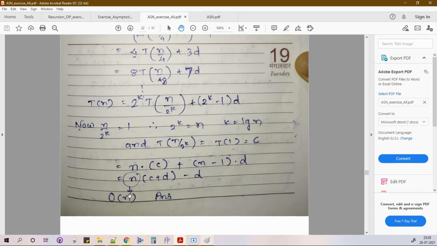So what would be the order? It would be order of n, correct? n multiplied by c, n multiplied by d minus d. I can take this constant common, c plus d, it is order of n. Or you just need to look for the highest degree in the polynomial, so the highest degree is 1, right? So it is order of n, correct?